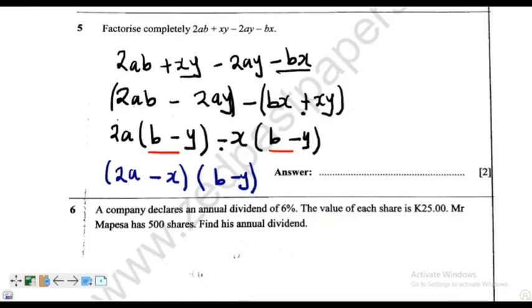Okay, so we can now write our final answer right here, where we have 2a minus x in brackets, then bracket again, b minus y. Okay, so we have factorized completely. Let us now move on to question 6.